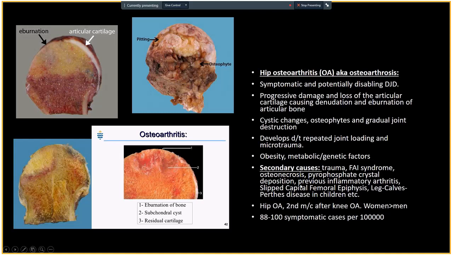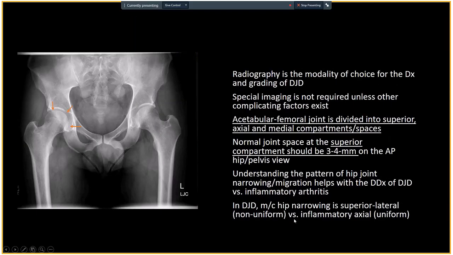Some childhood causes such as slipped capital femoral epiphysis, Perthes disease, and any other sometimes morphological changes in the morphology of the hip may also predispose to osteoarthritis. Now remember, hip OA is second most common to knee OA, and women tend to be affected a little bit more than men, but again, both sexes will be affected, especially if you consider some of those predisposing causes. It's considered to be a relatively common cause of symptomatic arthritis leading to potential morbidity and disability.